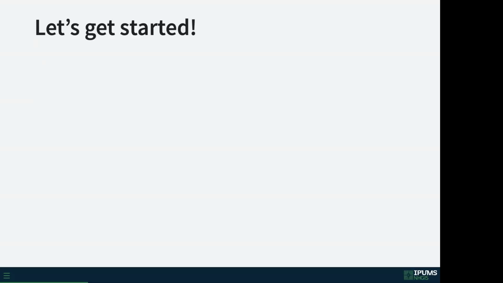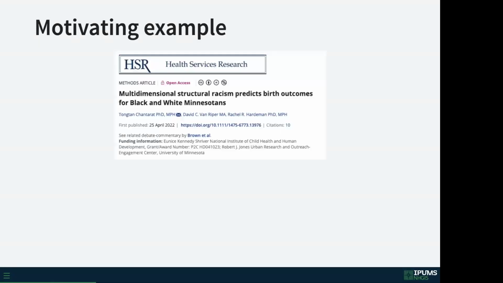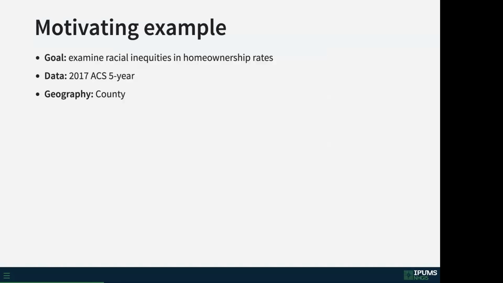Now we can actually get into using some of these tools I'm alluding to. First I want to introduce an example that we can use to guide the demonstration. I'm going to draw from this paper that was recently published by several folks who are affiliated with the Minnesota Population Center. In this paper, they generate several metrics to assess structural racism, and then they analyze how that predicts birth outcomes in Minnesota. We're not going to do the full analysis, but what we will do is reproduce one of the metrics they generated, and that is examining racial inequities in home ownership rates.